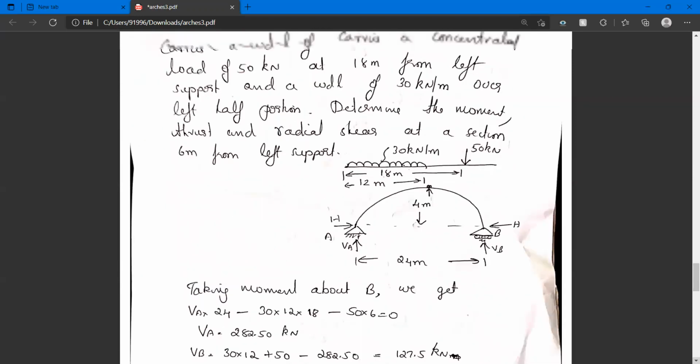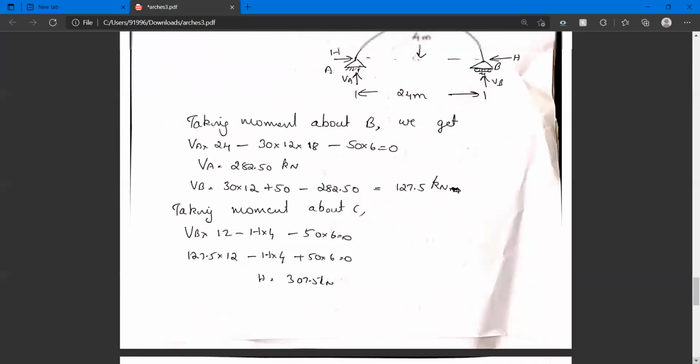Here again, in the figure it is shown UDL acting up to a distance of 12 meter from left support, and you can see a concentrated load 50 kilonewton at 18 meter from left support. So as in the previous problems, first we should find out the vertical reactions. First we should take moment about A or about B as usual, and determine the vertical reactions. Once you find vertical reactions, take a moment about the crown point and find the horizontal reaction.